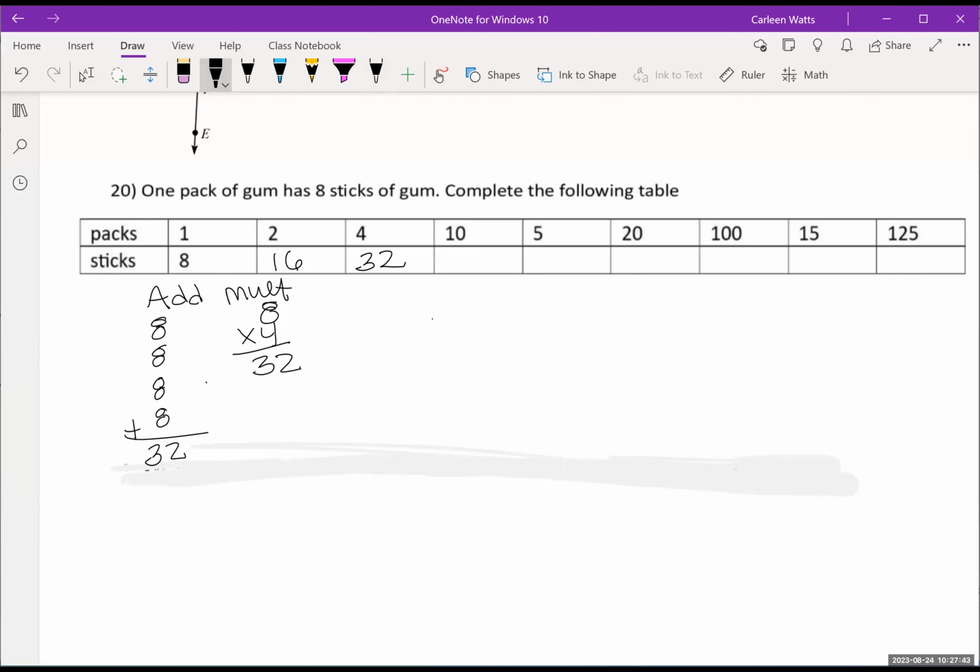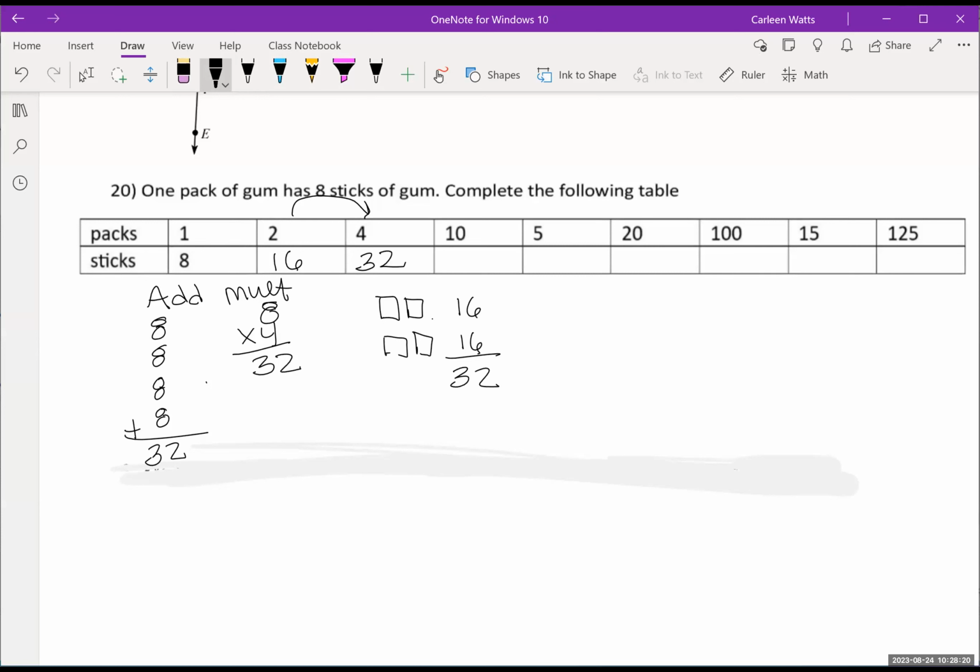How about, can I go from 2 packs to 4 packs? Yeah, if 2 packs are 16, then 4 packs are another 16, so 32. So you could go all the way back to the 1, or you can use 2 to get 4. Pretty crazy.